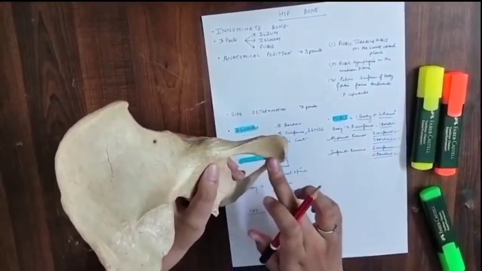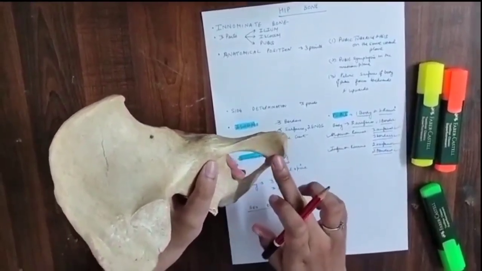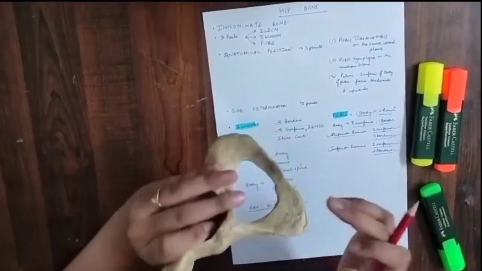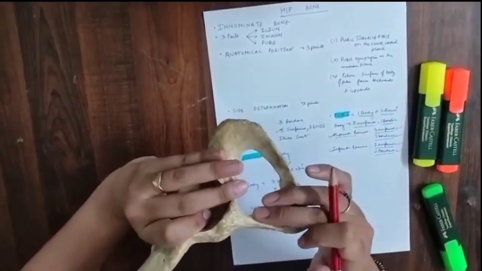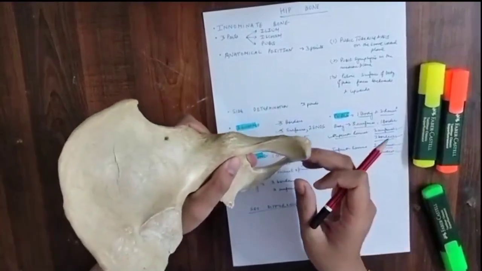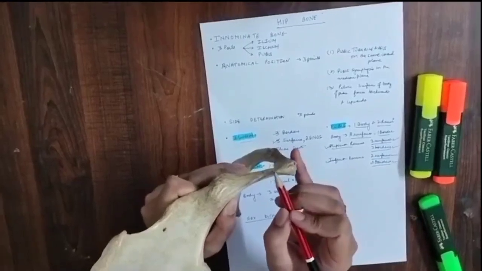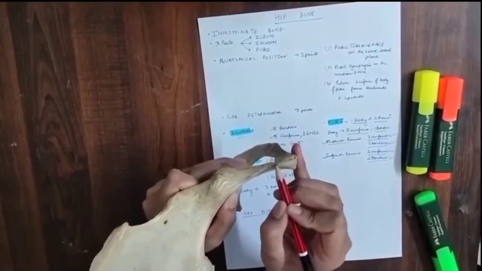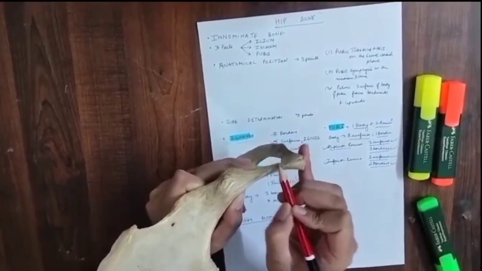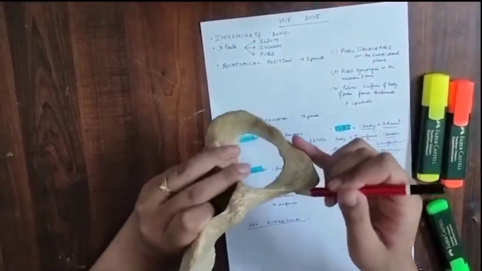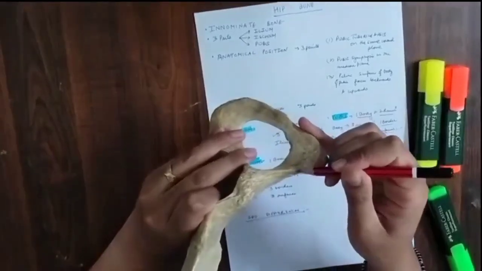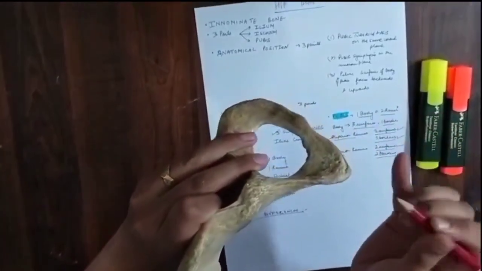Second surface is this surface, that is the smooth surface. It is known as pelvic surface. This surface is the ventral surface of the body of the pubis. Talking about the borders now, it has only one border, this upper border, and it is also known as pubic crest. This pubic crest ends in a tubercle, and this tubercle is known as pubic tubercle.